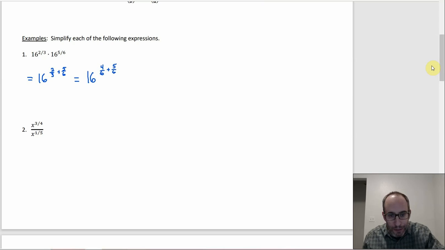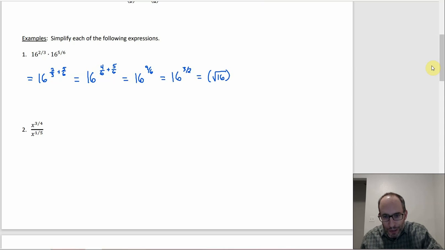Now we can add them together, and that's 16 to the 9/6. But that reduces, right? With a common factor in the numerator and denominator, we can rewrite that as 16 to the 3/2. This goes back to the last section. I would do the root first, so the square root and then raise it to the 3rd power. So we'd have the square root of 16, then cubed. The square root of 16 is 4, so this is 4 cubed, which is 64.